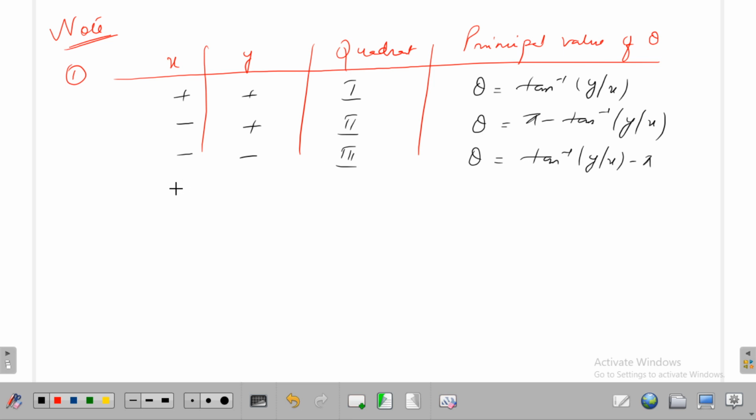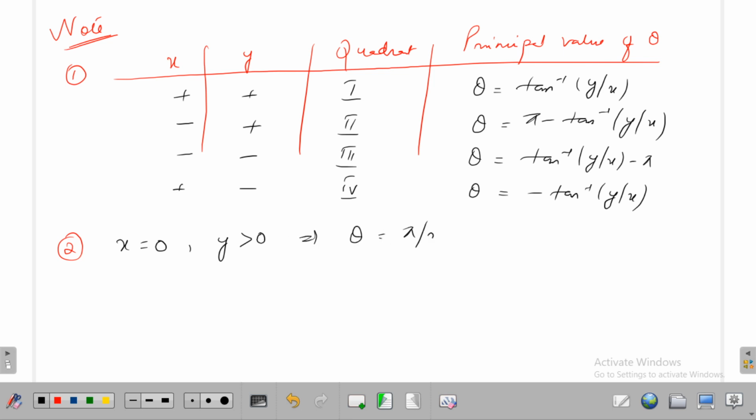And lastly, if this one happens to be plus and minus, it means it lies in the fourth quadrant, and the value for theta would be nothing more than minus tan inverse y by x. And this all exists whenever the values for x and y are given. And suppose I say that the value for x happens to be 0, and the value for y is greater than 0. That means the value for theta would be nothing more than pi by 2.